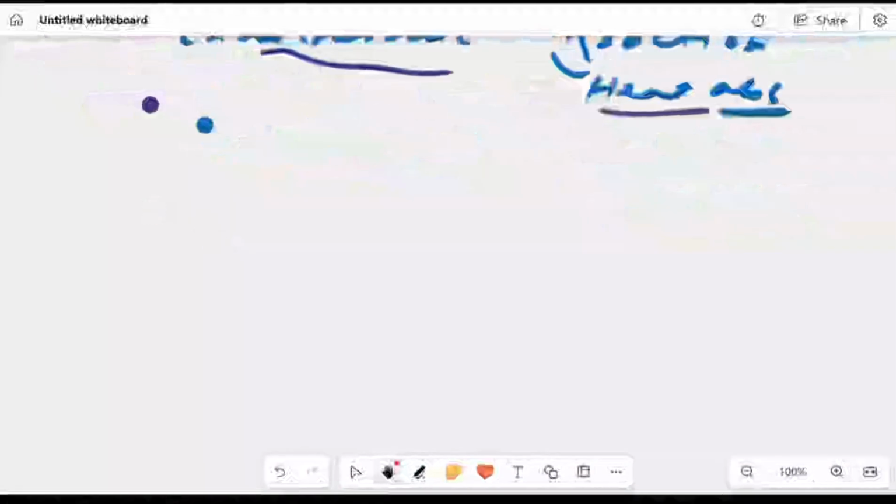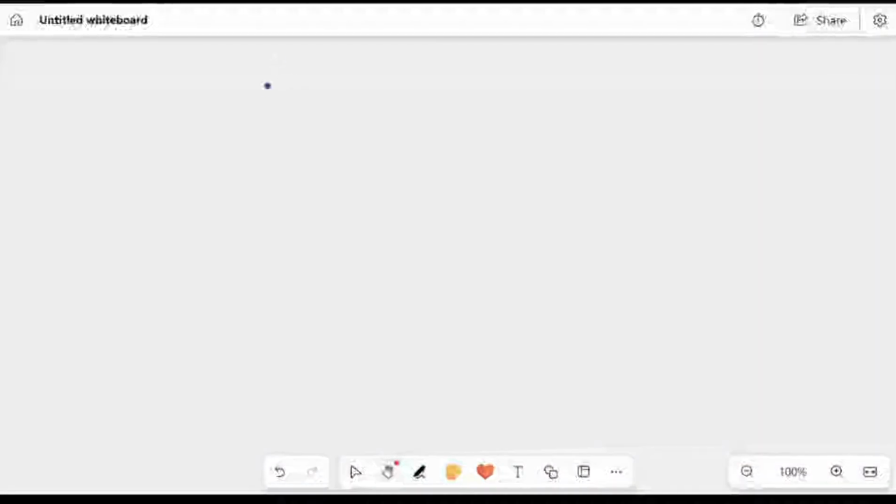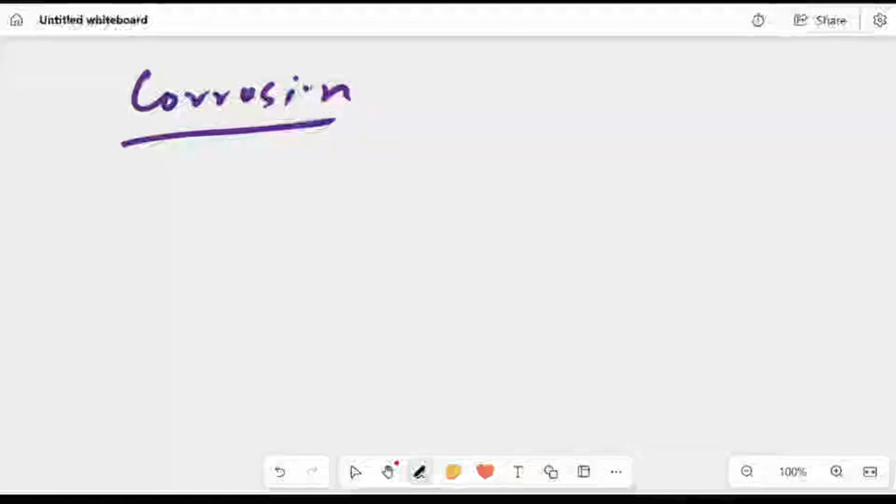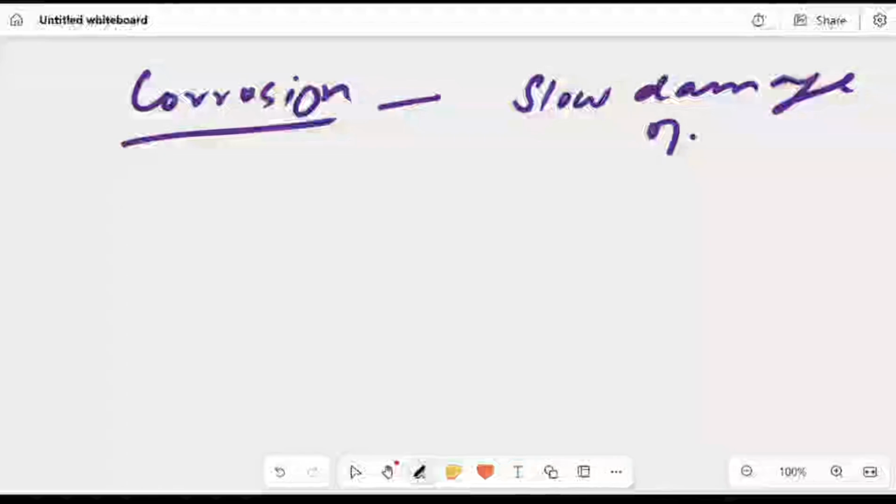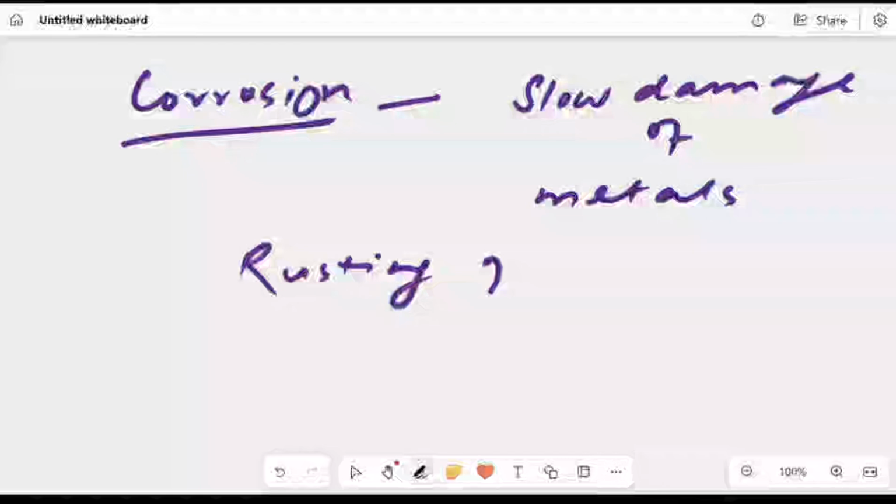Now, let us discuss corrosion and rancidity. Let's first discuss corrosion. What exactly is corrosion? Corrosion means slow damage of metals. And the classical example is rusting of iron.